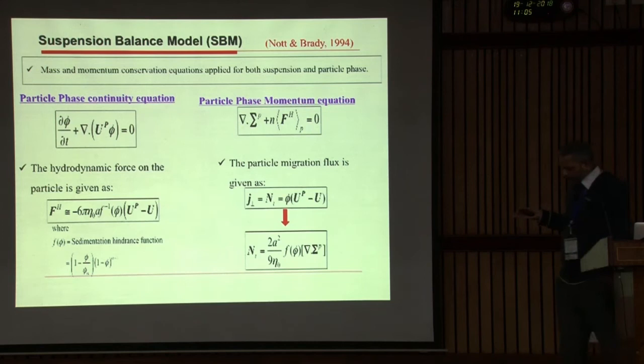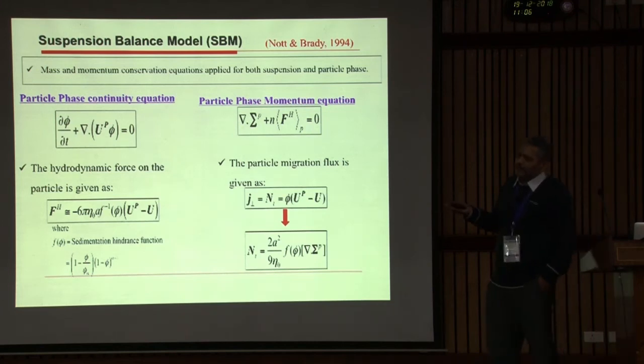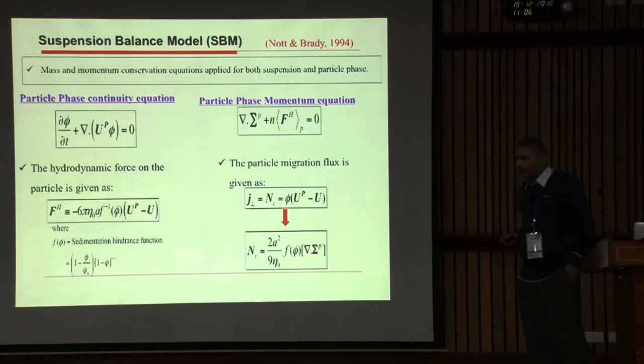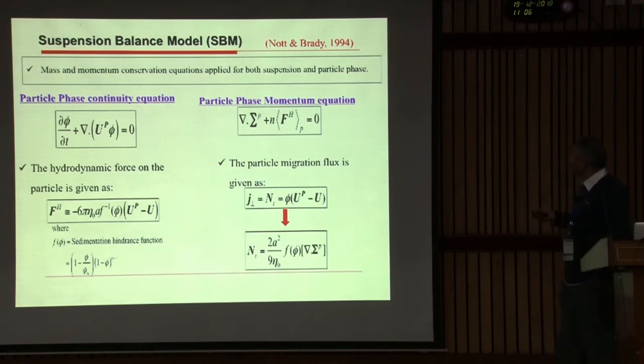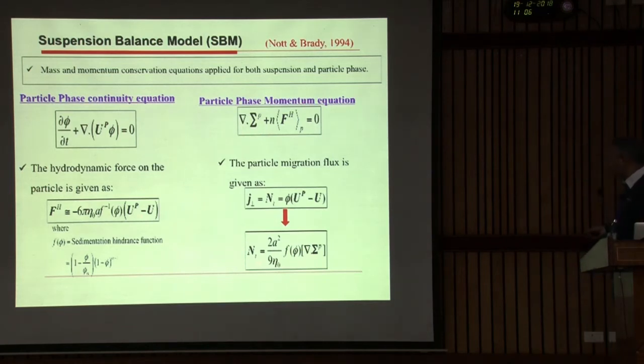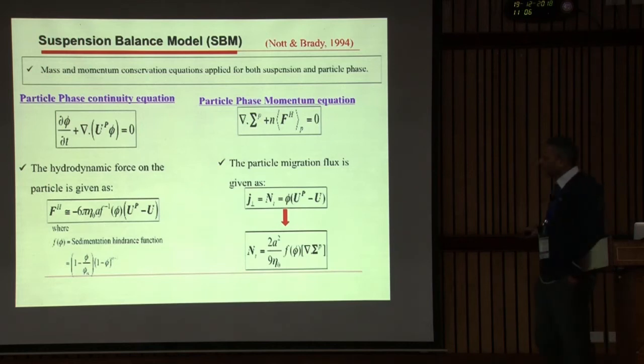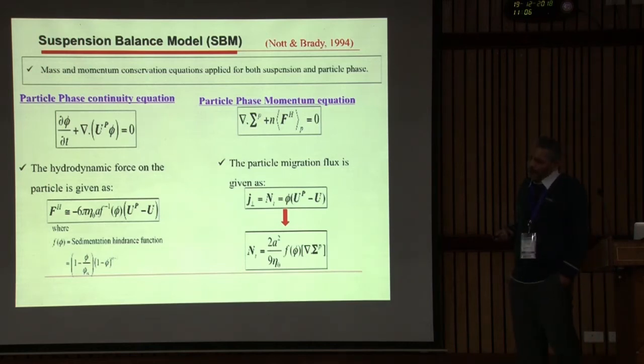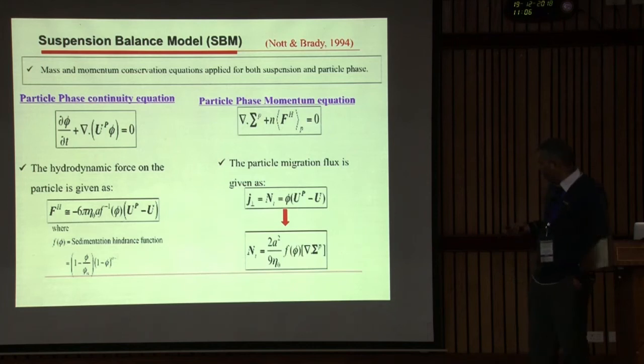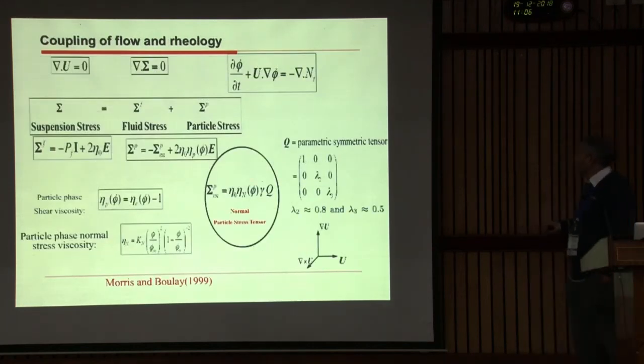It is a little different because it considers another phase, called the particle phase. So you have equations for the whole suspension and also for the particle phase. The particle phase equation gives you the expression for the flux of the particles, which is basically the divergence of the stresses. These particle stresses are non-isotropic, and they are responsible for the secondary flow. Morris and Boulay have formulated the expressions to tackle the particle stresses.